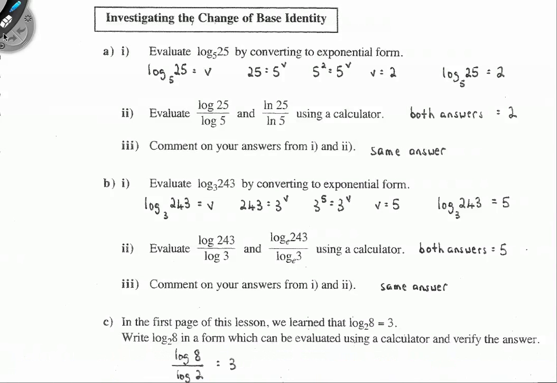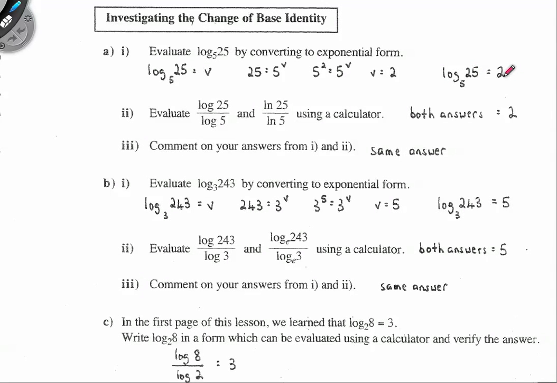Okay, investigating the change of base identity. What exactly does that mean? It means we're going to change something like this, which has a base of 5, to a base of 10, the common logarithm base of 10. So here we're looking at log 25 base 5, so we do the drop, swing, bump: 25 equals 5 to the v, so v must be 2. So log 25 base 5 equals 2.